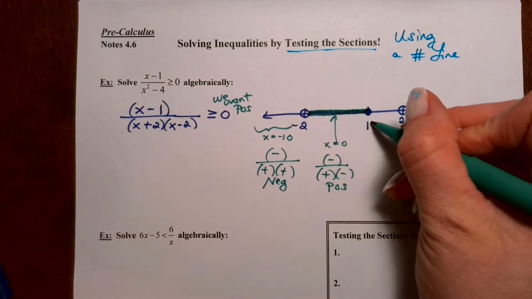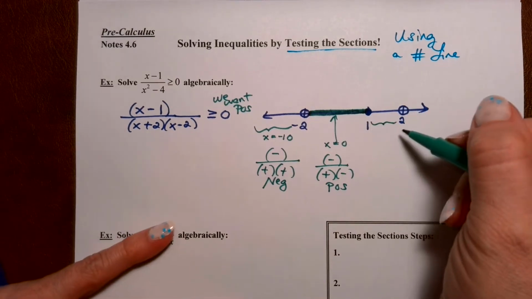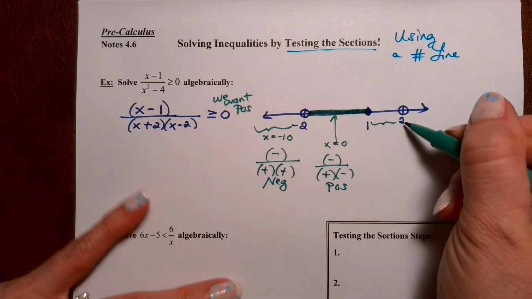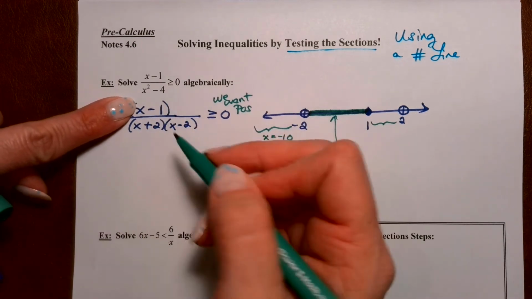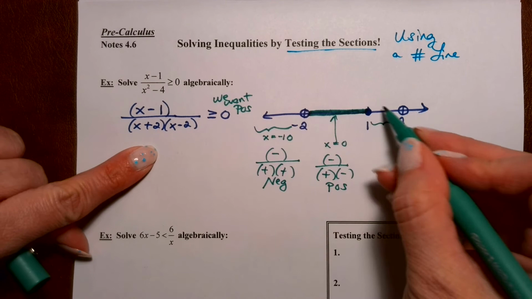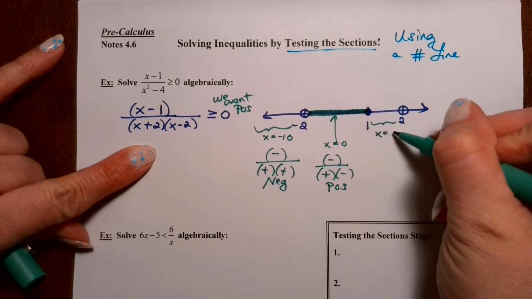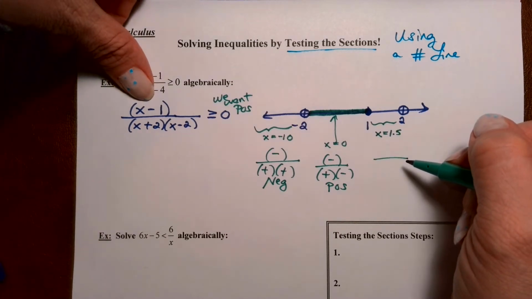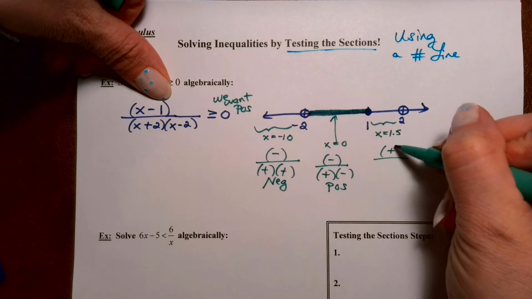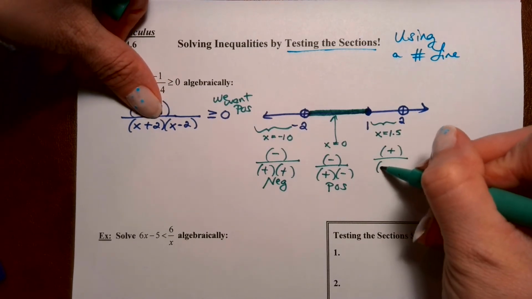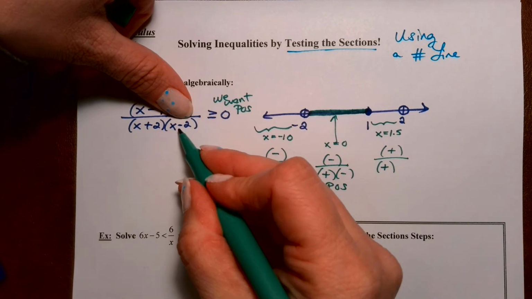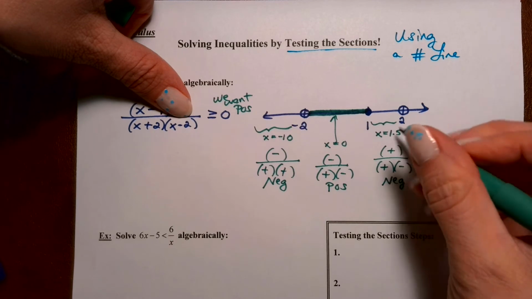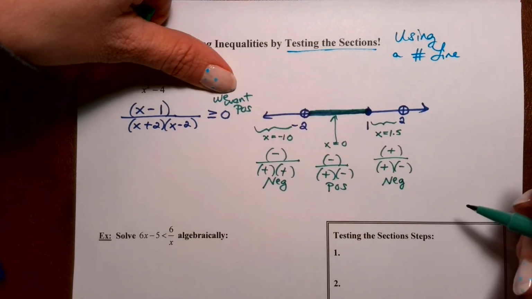This next section right here is going to be tricky. I have to find a number between 1 and 2. I'm not allowed to plug in 1, and I'm not allowed to plug in 2. If I plug in 1, that makes everything 0. If I plug in 2, it makes it undefined. I'm curious about the numbers in between. I'm going to test the number 1.5. 1.5 minus 1 would be positive. 1.5 plus 2 is positive. 1.5 minus 2 is going to be just enough to be negative. And this is turning out negative. But we don't want negatives, we want positives.